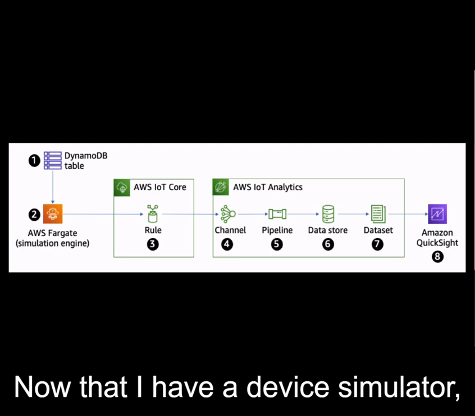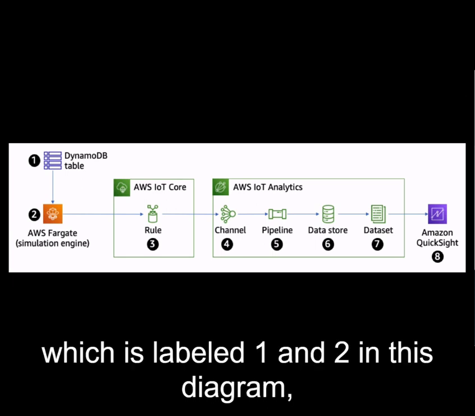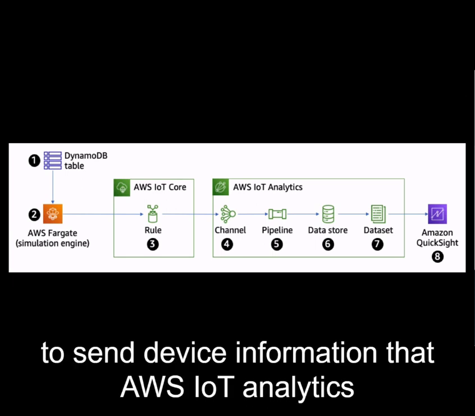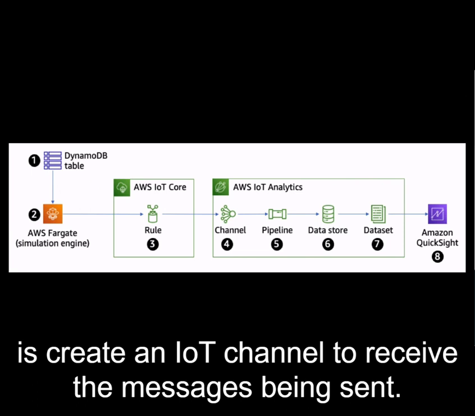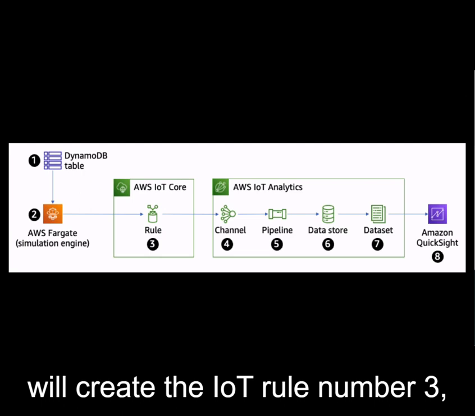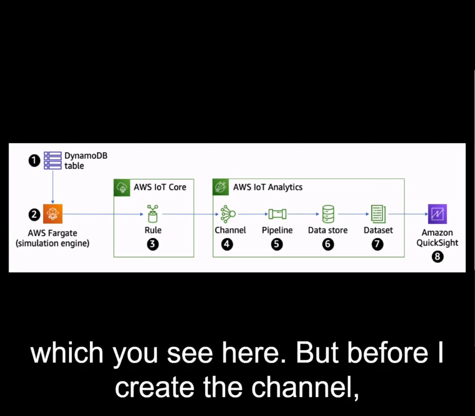Now that I have a device simulator, which is labeled 1 and 2 in this diagram, to send device information that AWS IoT Analytics can ingest, the next thing I want to do is create an IoT channel to receive the messages being sent. The channel, number 4 in the diagram, will create the IoT rule number 3, which you see here.